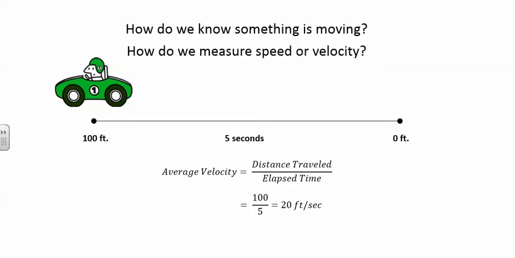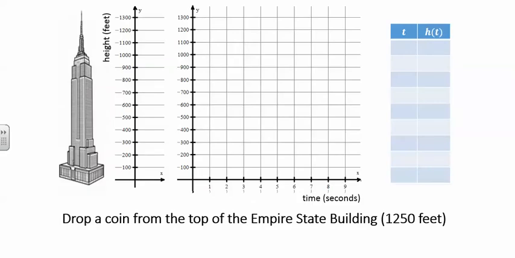What we need now is a scenario that will allow us to move from average velocity or average rate of change to instantaneous velocity or instantaneous rate of change. Fortunately, due to gravity, there's a phenomenon known as free fall. So we're going to simulate dropping a coin from the top of the Empire State Building, 1,250 feet above the ground. Now, physicists tell us that if we assume certain environmental factors, the height of the coin can be found using the function h(t) = -16t^2 + 1250, where h is the coin's height above ground in feet, and t is the time in seconds after it's released.